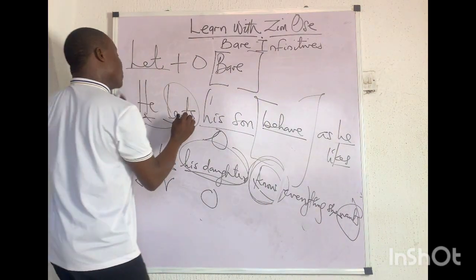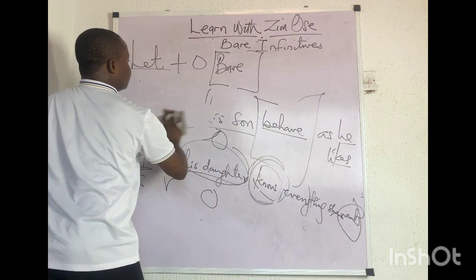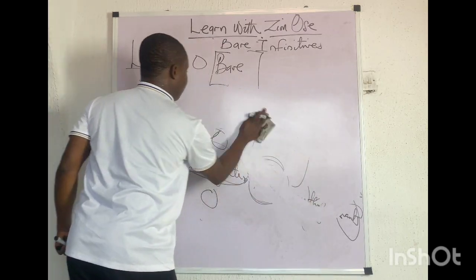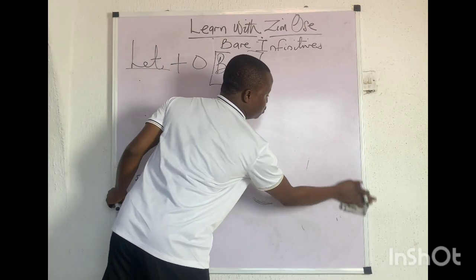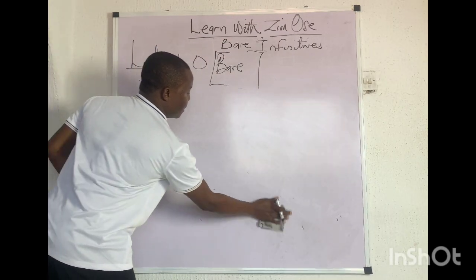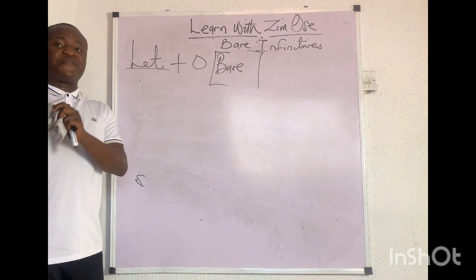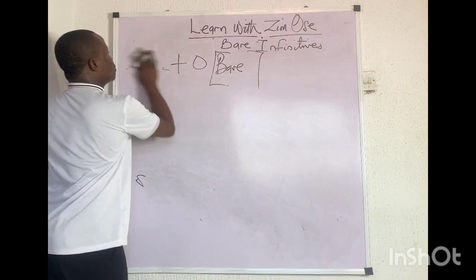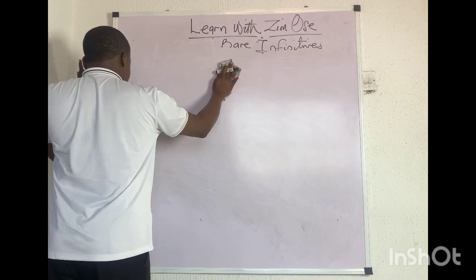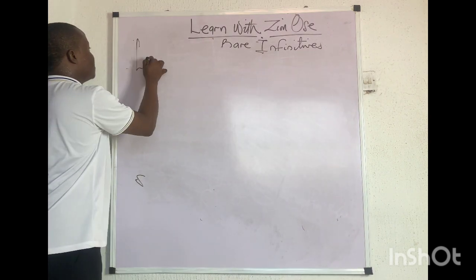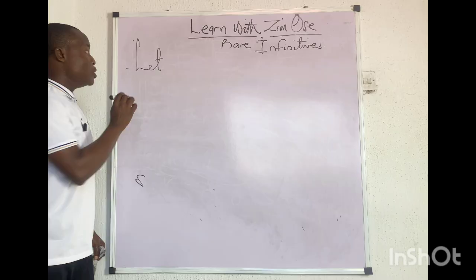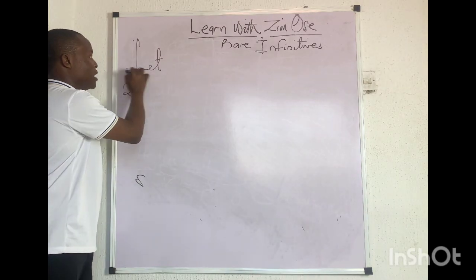Yes. Another example: they let their father eat junk. They let their father eat junk, not eats. So the first example of the verb that will take the bare infinitive is "let". Number one, let.